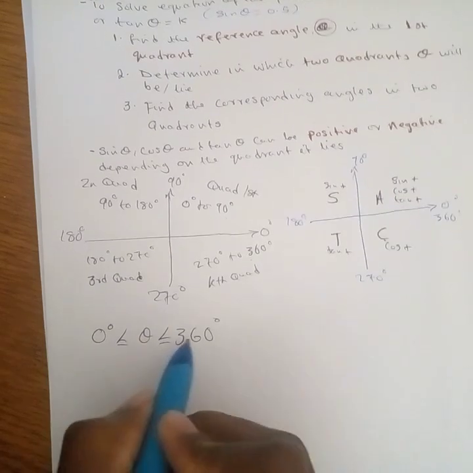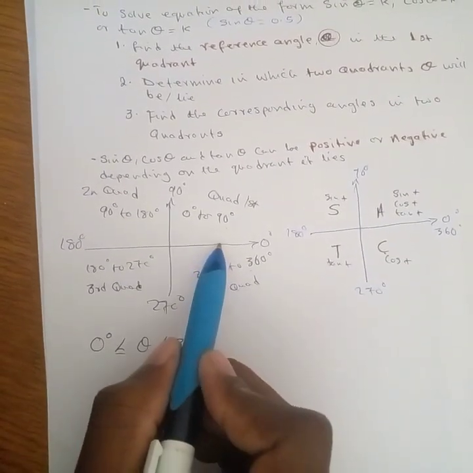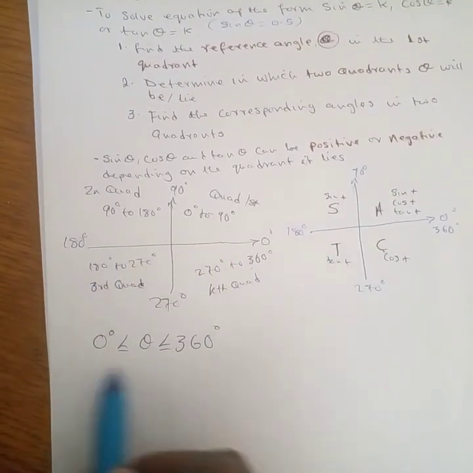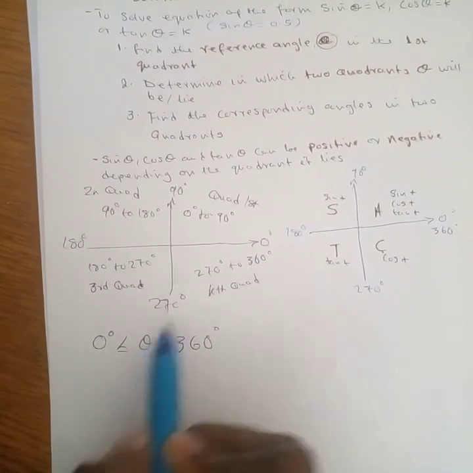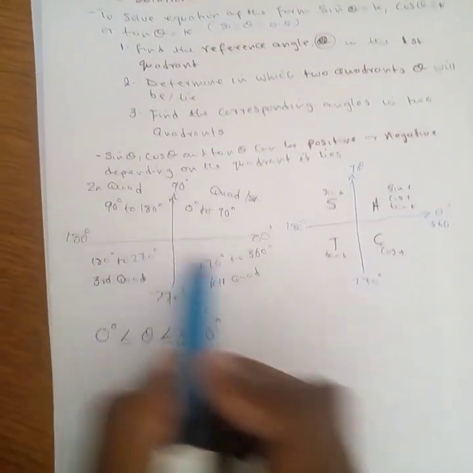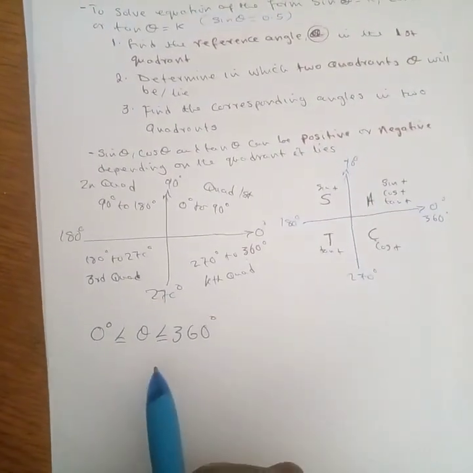Okay, meaning the whole period is 360. So you will start from 0 all the way to 360. This is what they mean to find the angle theta. You can find it anywhere, in any of these quadrants.